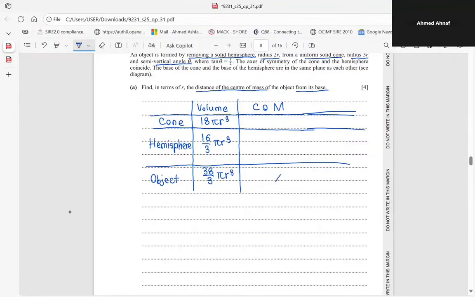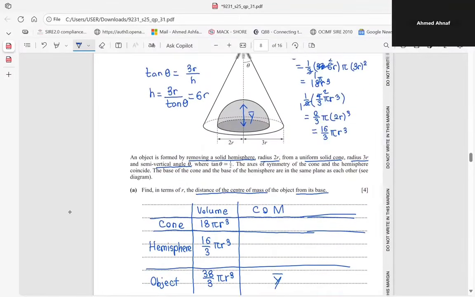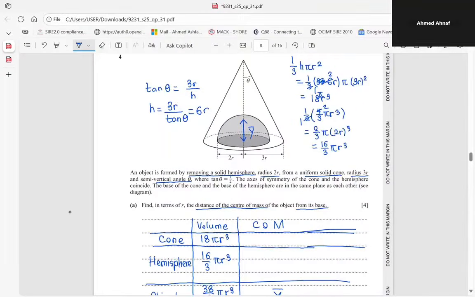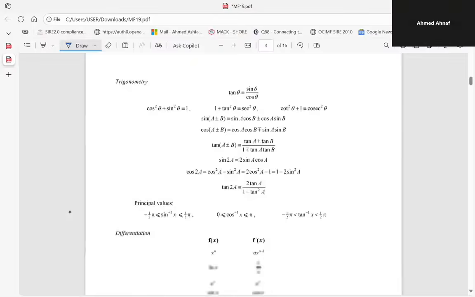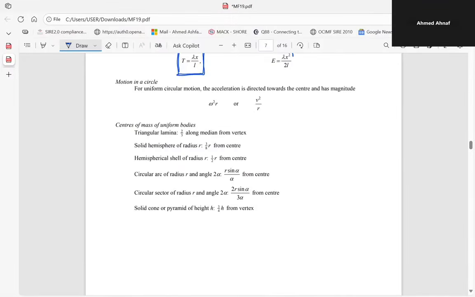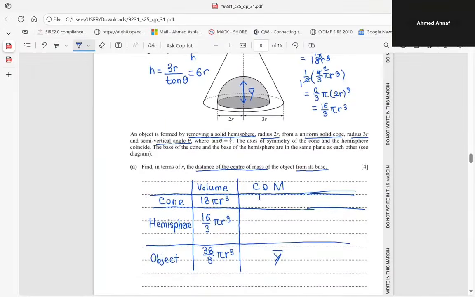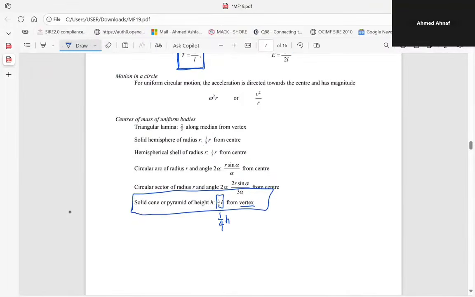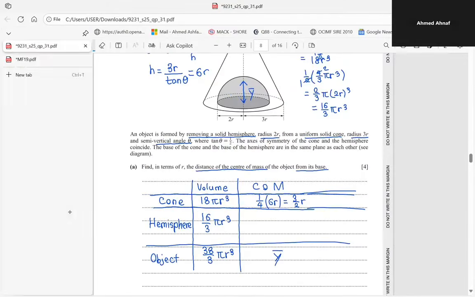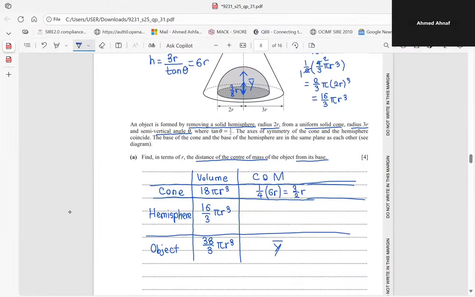The center of mass for the object will be y bar. For the cone and the hemisphere, we find the distance of their centers of mass from the base. For the cone, the formula is given: for a solid cone or pyramid, the center of mass is 3/4 h from the vertex. So from the base it is 1/4 times h, which is 1/4 times 6r, or 3 over 2 r. For the hemisphere, a solid hemisphere of radius r has its center of mass 3 over 8 r from the center. Here the radius is 2r, so this is 3 over 4 r.